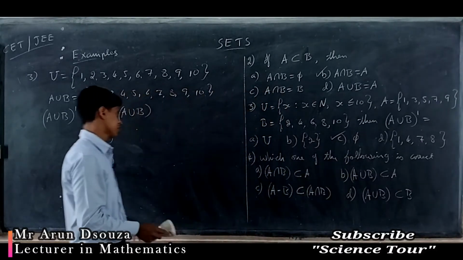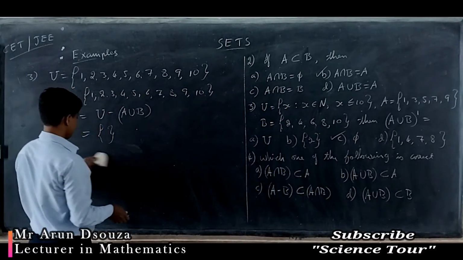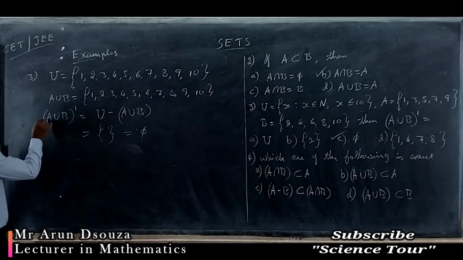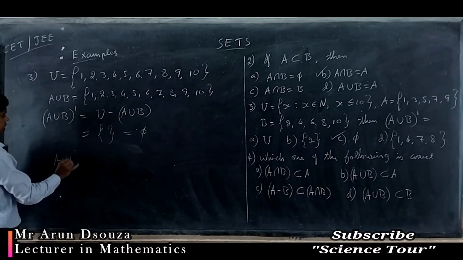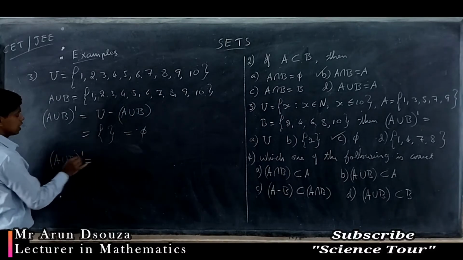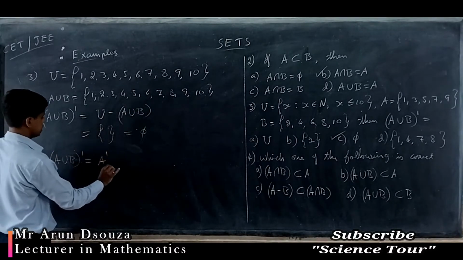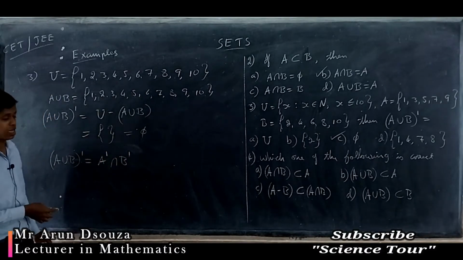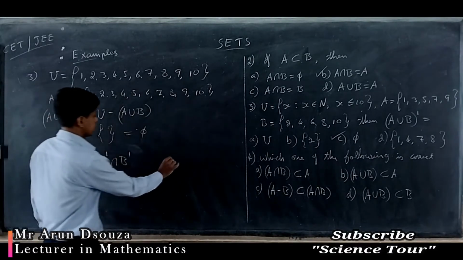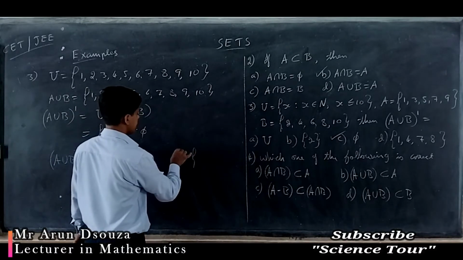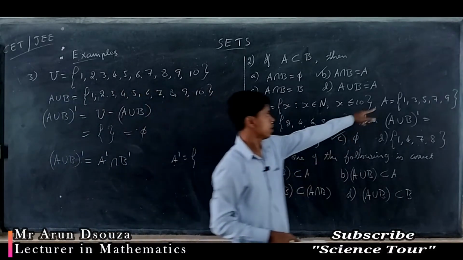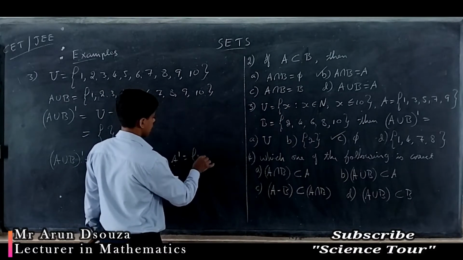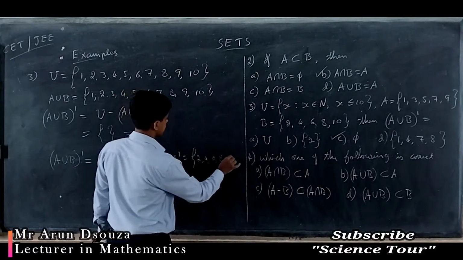This is one way of solving. So what's the other way? The other way of solving is to use De Morgan's law. What is A union B whole dash? A union B whole dash is A dash intersection B dash. Union becomes intersection in De Morgan's law, correct? Now, what is A dash? A dash is all the elements other than A. So 1, 3, 5, 7, 9 shouldn't be there. So it will have 2, 4, 6, 8, 10.